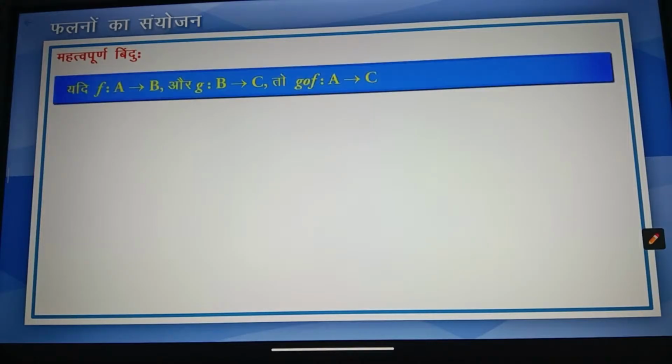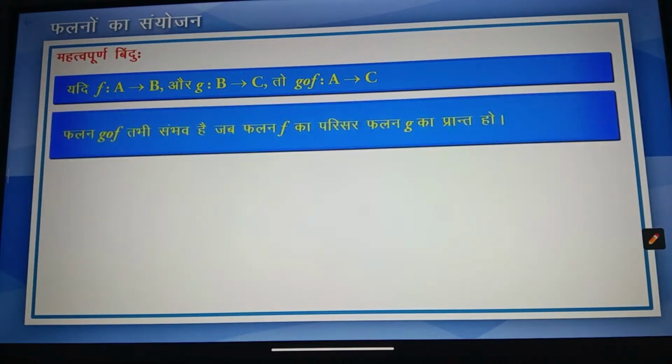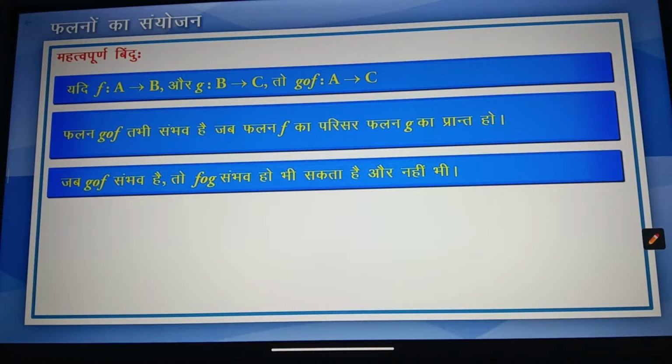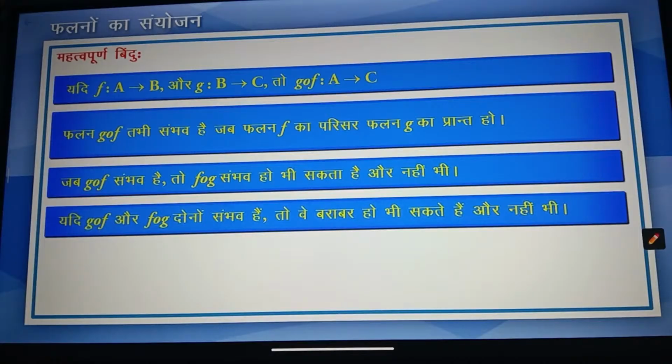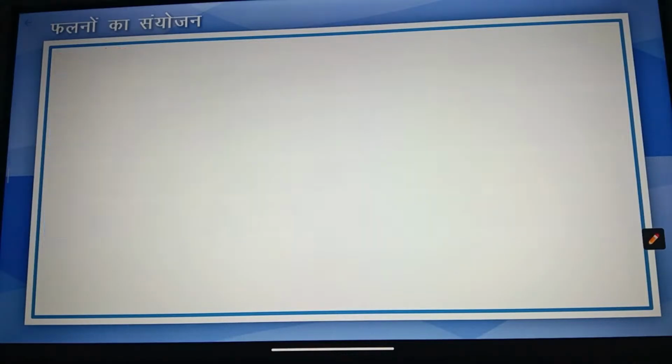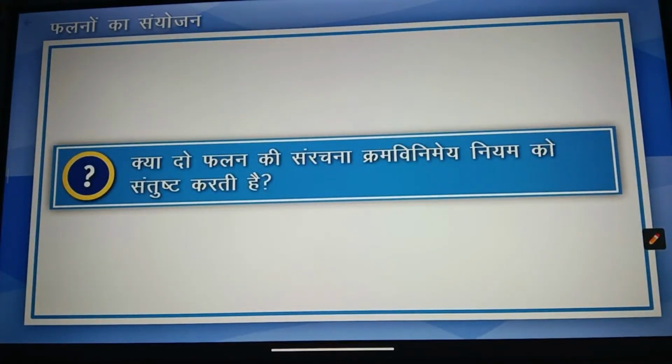आइए अब दो फलनों का संयोजन बनाते समय कुछ महत्वपूर्ण बिंदुओं का अध्ययन करें। यदि f: A से B और g: B से C, तो f और g का संयोजन A से C तक परिभाषित फलन है। फलन gof तभी संभव है जब फलन f का परिसर फलन g का प्रांत हो। जब gof संभव है तो fog संभव हो भी सकता है और नहीं भी। यदि gof और fog दोनों संभव हैं तो वे बराबर हो भी सकते हैं और नहीं भी। इस प्रकार दो फलन f और g की अलग अलग क्रम में संरचना परिणाम को प्रभावित करती है। दूसरे शब्दों में, क्या दो फलनों की संरचना क्रम विनिमय नियम को संतुष्ट करती है?